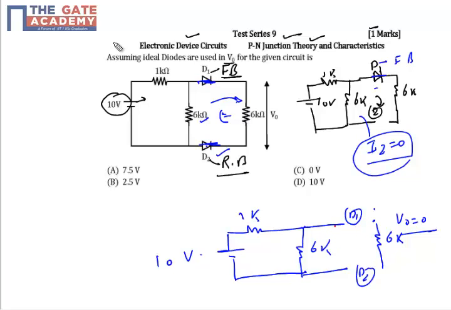If I were to calculate the voltage here, it would be the voltage across 6k, but my resistor of interest is isolated from the entire network, because D1 and D2 are both acting as open circuits, because the current of the branch is 0. Okay, so this case is slightly different from the normal cases. So my correct option is option C, which is 0 volt. Thank you.